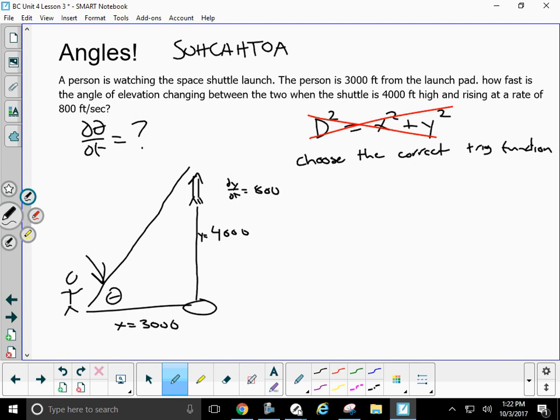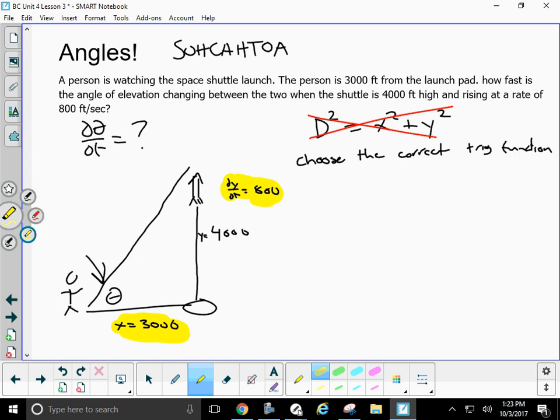We're going to see what we're given. I'm given that this x is 3,000. I'm given information about y. I'm not given so much information about d. Can I find information about d? I can, if I really wanted to. However, we're starting off with x's and y's. Why not just use the stuff that we're given? Okay? Now, there's my angle.